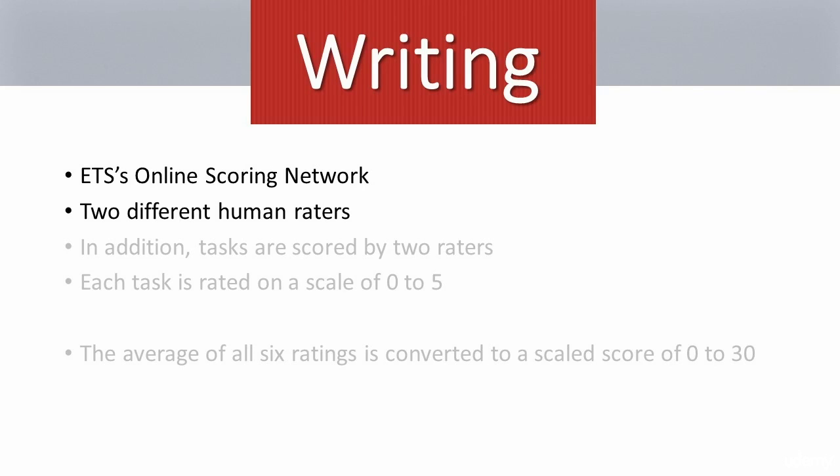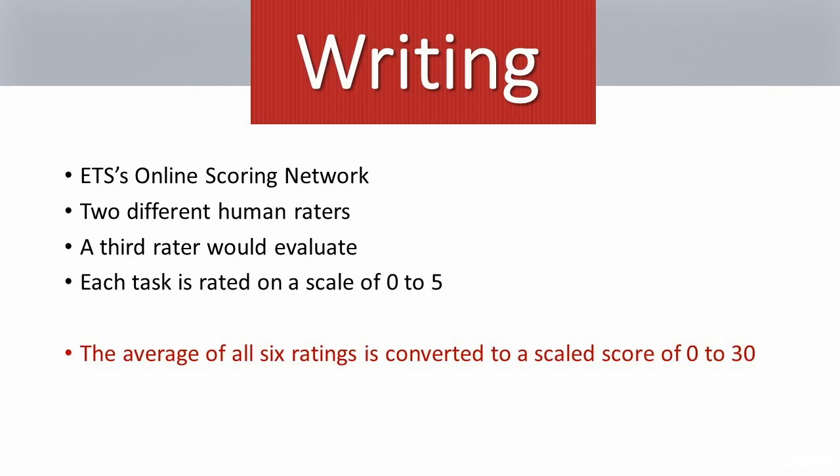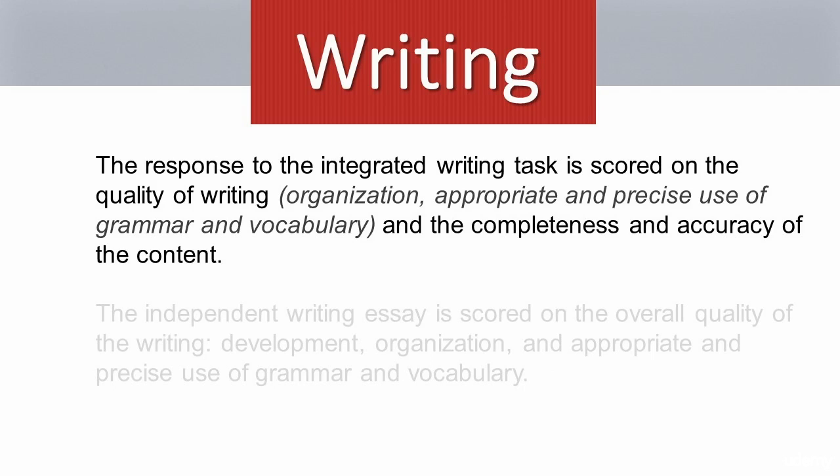If the 2 ratings differ by more than 1 point, a third rater evaluates the response and resolves the score. The average of the scores on the 2 writing tasks is converted to a scaled score of 0 to 30. The response to the integrated writing task is scored on the quality of writing, organization, appropriate and precise use of grammar and vocabulary, and the completeness and accuracy of the content.